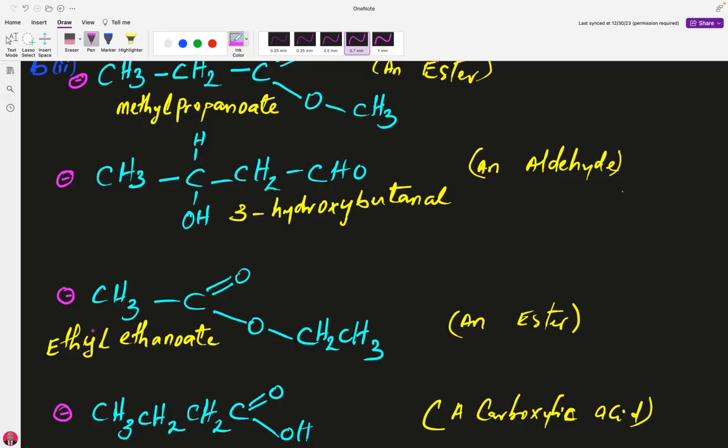Then the parent chain is what? Here is ethanoate. This is ethanoate here. So ethyl, then there are two here. We call it ethyl ethanoate, and that is an ester.